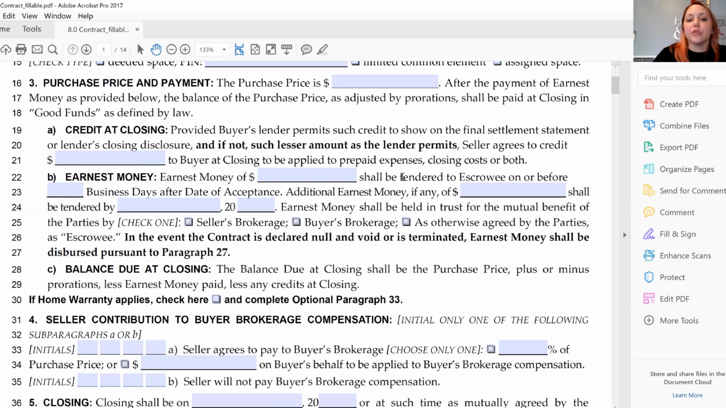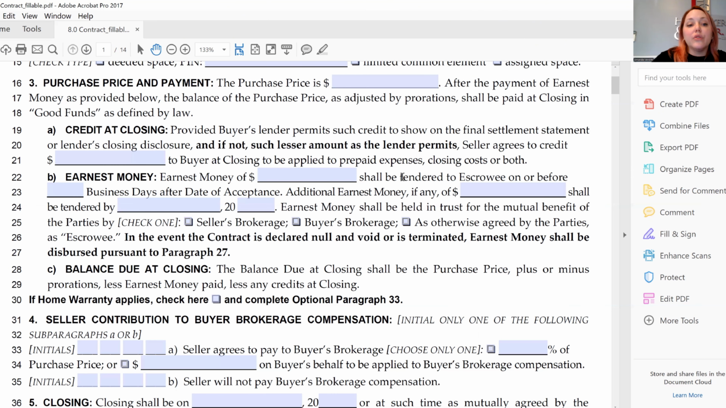This is usually after attorney review. That would be filled in with the extra amount, as well as when it needs to be tendered by. So you can put either a date, a lot of people put the completion of attorney review, whatever everyone is comfortable with on that. All right.